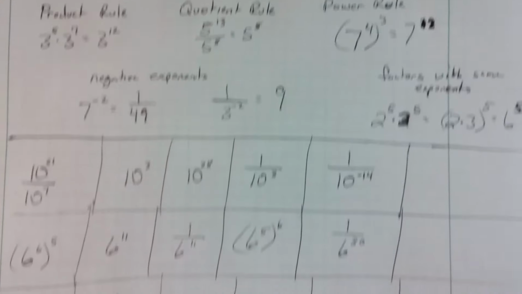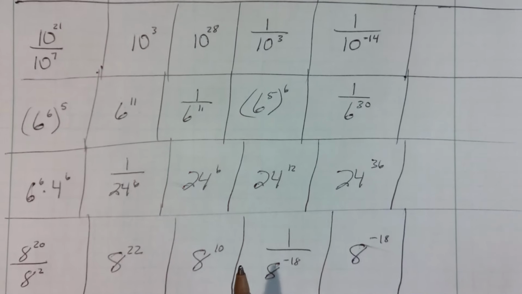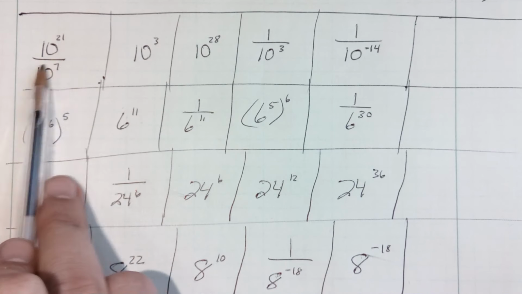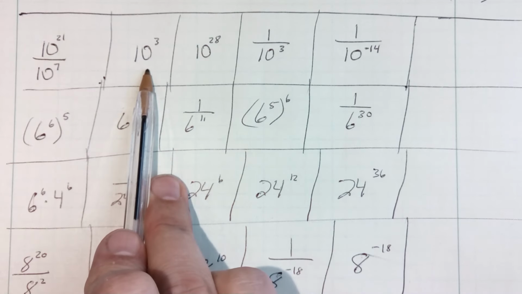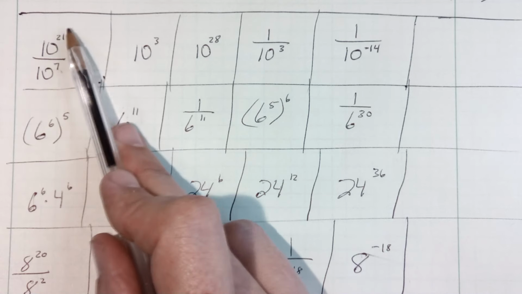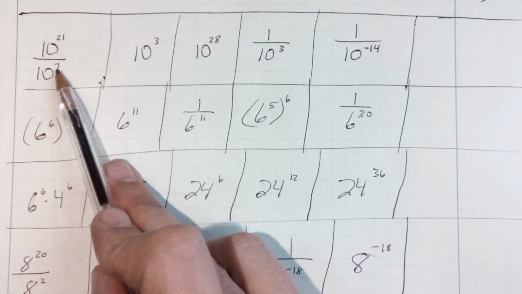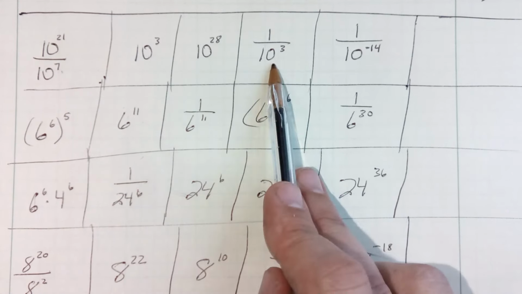So in today's assignment, what you're going to be doing is you're going to be using all those properties to find equivalent expressions. They're going to give you something like 10 to the 21st divided by 10 to the 7th. And they're going to make sure you know what you need to do. Do you get 10 to the 3rd? In other words, is it 21 divided by 7? No, we don't do that, right? We subtract 21 minus 7. That's going to be 10 to the 14th.